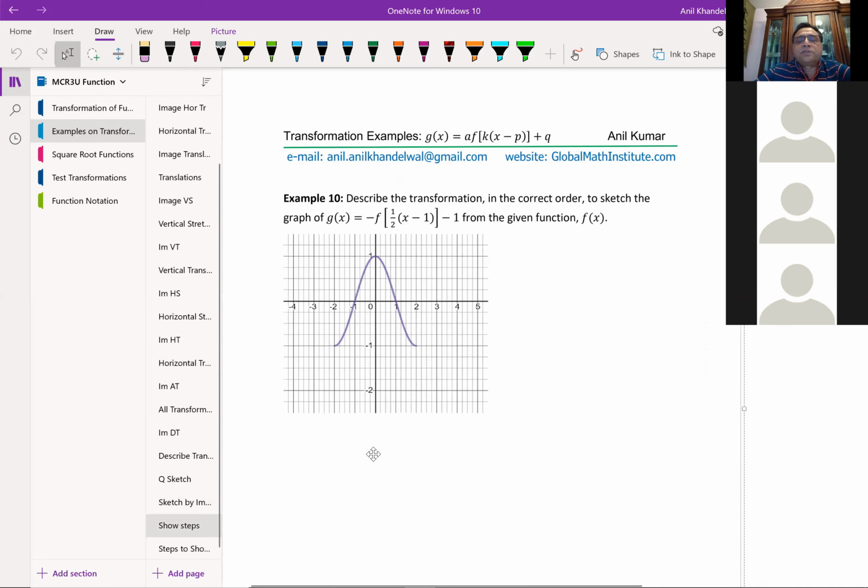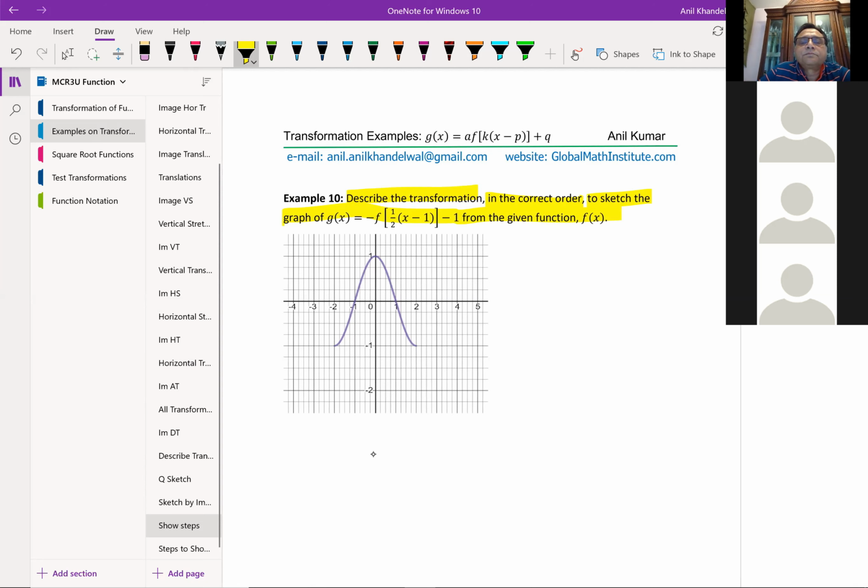Here is your test question. You can actually take a picture of this particular page. I'll also share with you this particular video. Then you can pause at this stage and make a transform function sketch, right? So what you need to do here is you have to describe the transformation in the correct order to sketch the graph of this particular function. Akshit, can you summarize how will you answer this particular question?